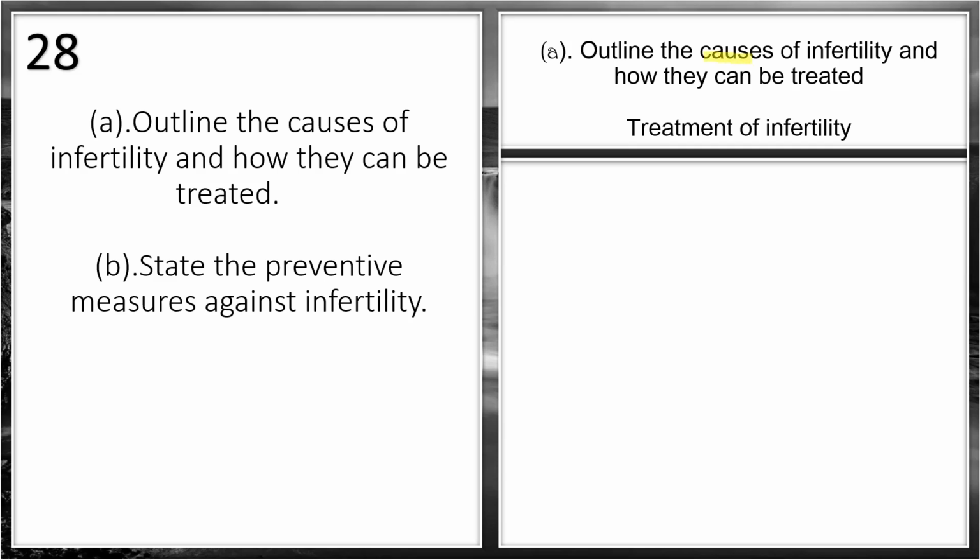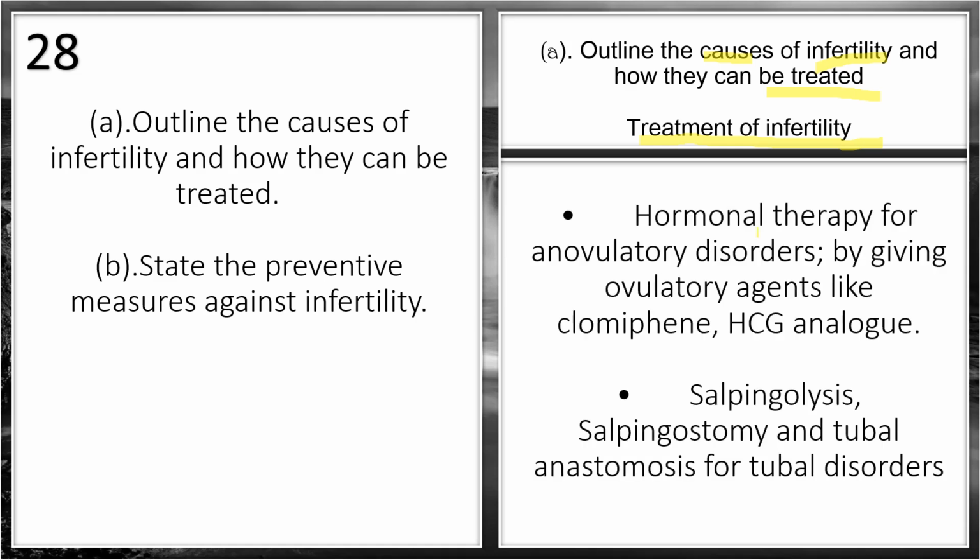Outline the causes of infertility and how they can be treated. Let's now look at treatment of infertility. Hormonal therapy for anovulatory disorder by giving ovulatory agents like clomiphene, HCG analog. Salpingolysis, salpingostomy, and tubal anastomosis for tubal disorders.